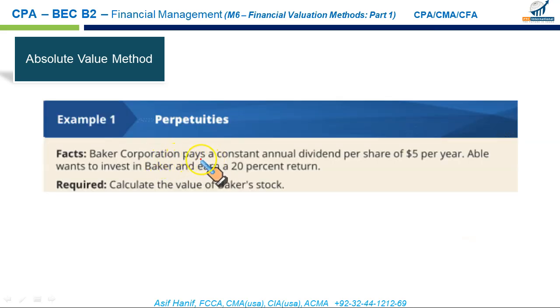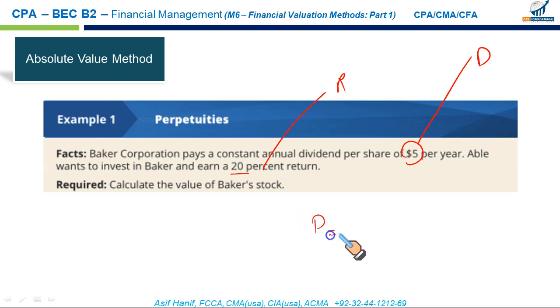Baker Corporation pays a constant annual dividend per year of $5. This is D. Abel wants to invest in Baker and earn a 20% rate of return. This is the desired rate of return we have just discussed. So calculate the value of the Baker stock.